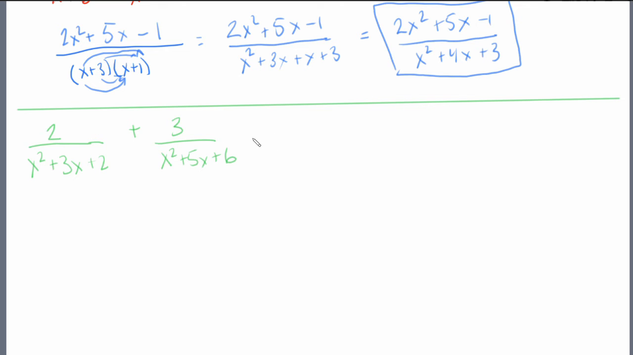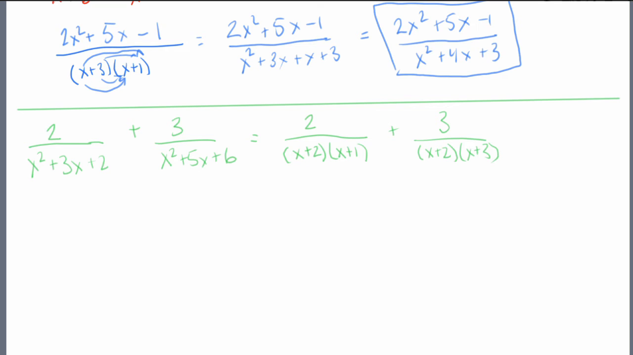So what I'm going to do when I have something like this is I'm going to factor the bottom, and I'm going to see if there are any common factors. So when I factor the bottom, multiplies to 2, adds to 3, that's 2 and 1. So I have x plus 2, x plus 1. Plus 3 over, let's see, multiplies to 6 and adds to 5. So that will be x plus 2 and x plus 3. So they both share an x plus 2. Awesome. What that means is I just have to multiply by the missing factor in each one.